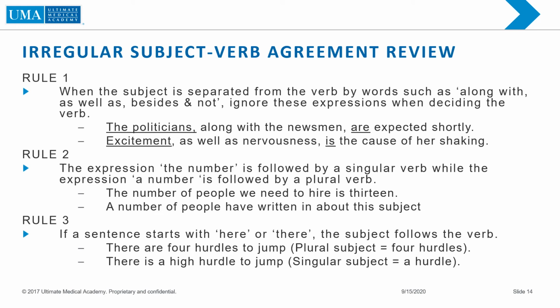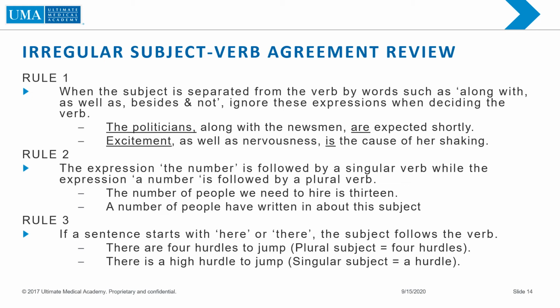Okay, so now we'll move on to irregular subject-verb review. Rule 1. When the subject is separated from the verb by words such as along with, as well as, besides, and not, ignore these expressions when deciding the verb. Okay, so the first Rule 1 example: the politicians, along with the newsmen, are expected shortly. Second one: excitement, as well as nervousness, is the cause of her shaking.